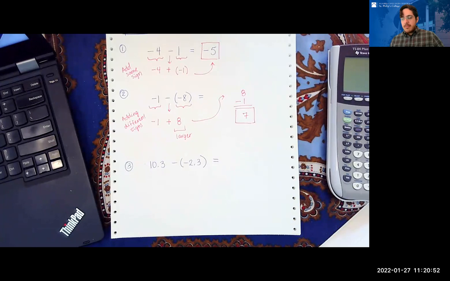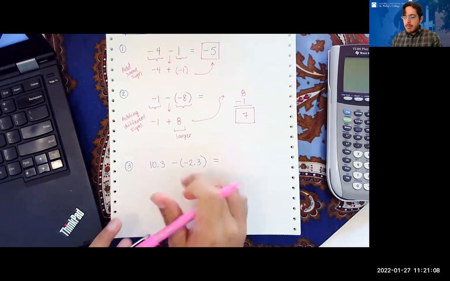12.6. Did anybody else get something different? It should be 12.6. Okay. So again, we have this situation where we're subtracting a negative.